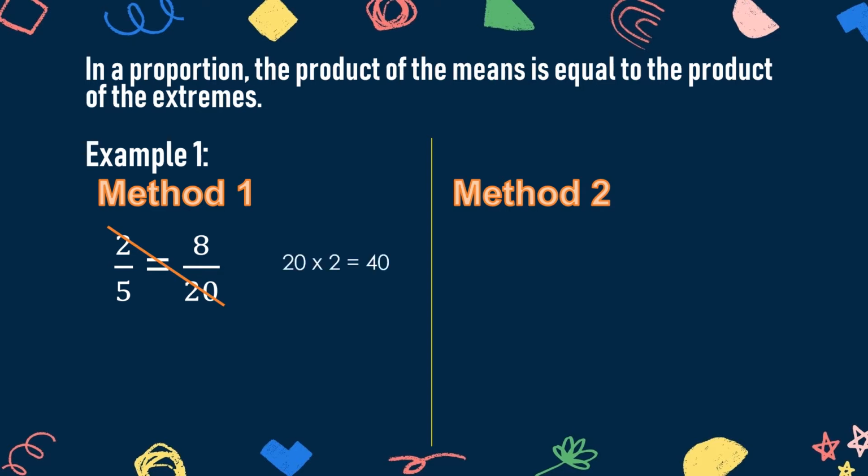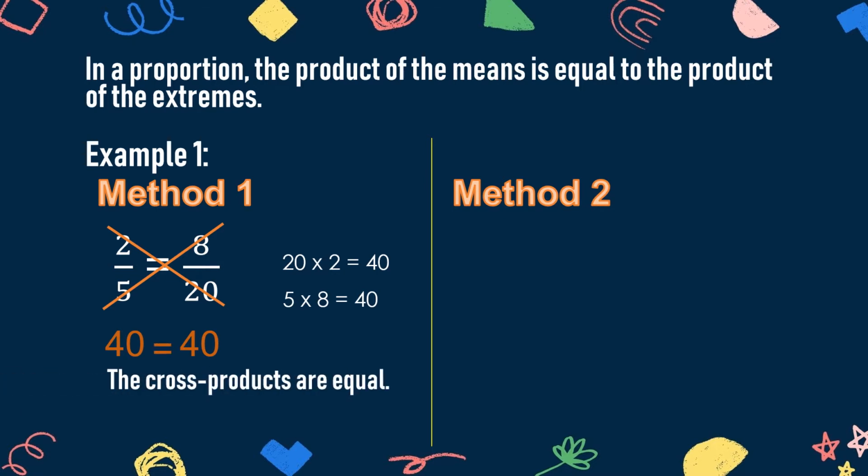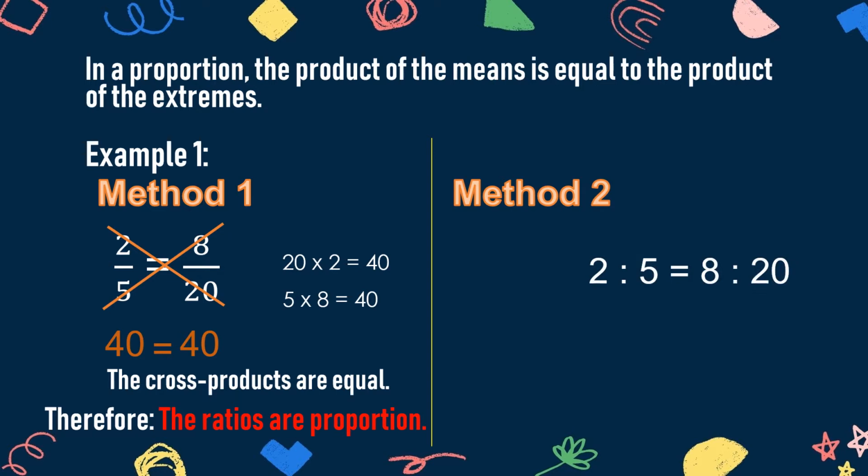2 times 20 is equal to 40. 5 times 8 is equal to 40. As we can see, the cross products are equal. Therefore, the ratios are in proportion. Let's have the second method. It is written in column form.